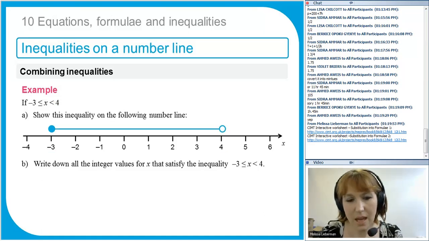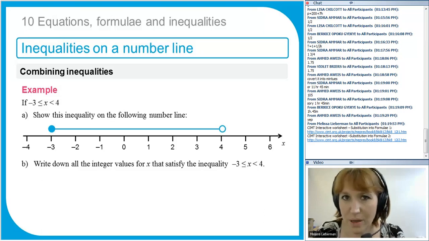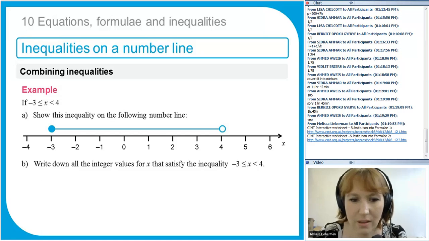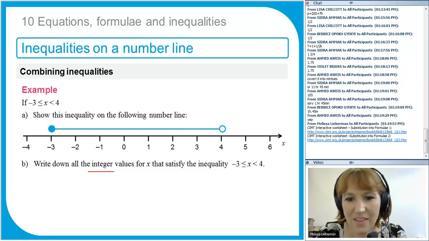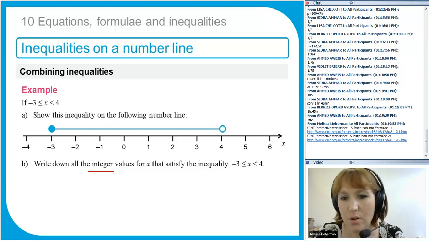Okay. And then part B. And sometimes you might get a question like this in the exam. It says write down all the integer values, remember what integer means, for x that satisfy, that means that solve or that work for the inequality -3 less than or equal to x less than 4. So what I'd like you to do in the answer line, if you can, is write down any of the numbers that satisfy that inequality, that make that inequality true.